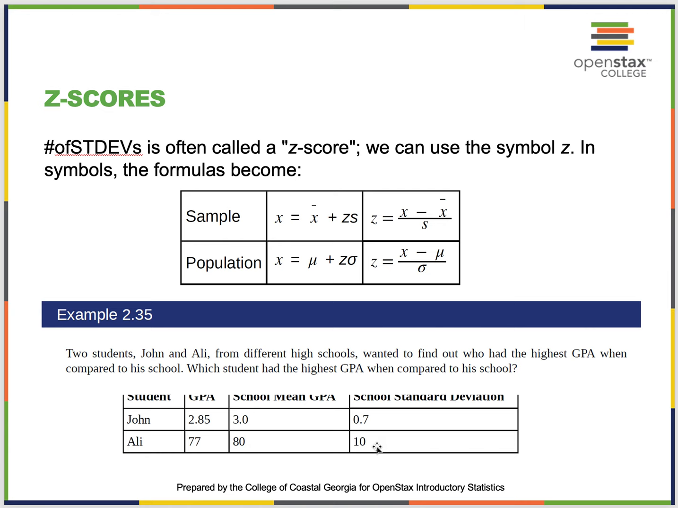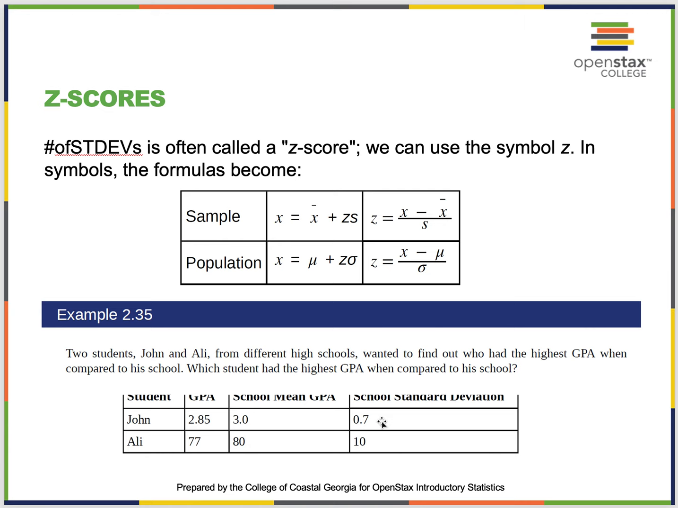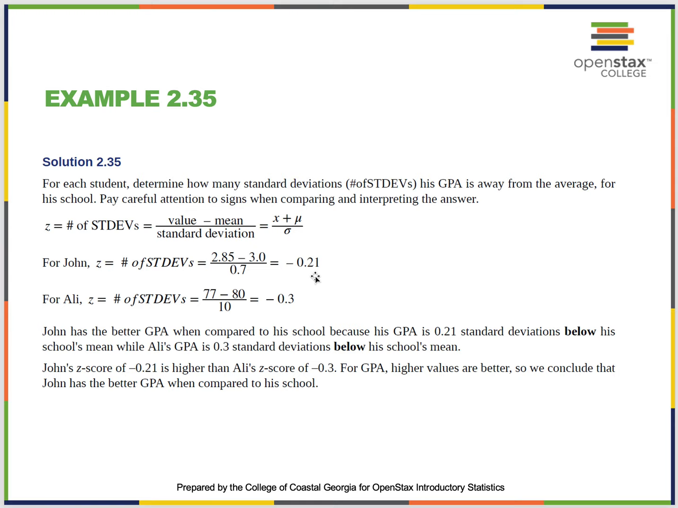So if you calculate the z-score for the observation 2.85, the mean 3, and the standard deviation 0.7, 2.85 minus 3 divided by 0.7 equals minus 0.21 standard deviations below the mean. If I do it for the other student, 77 minus 80 divided by 10, it's minus 0.3. So this student is more standard deviations from the mean than the first. So John is theoretically a better student, is closer to the mean. So we can conclude that John has a better GPA.